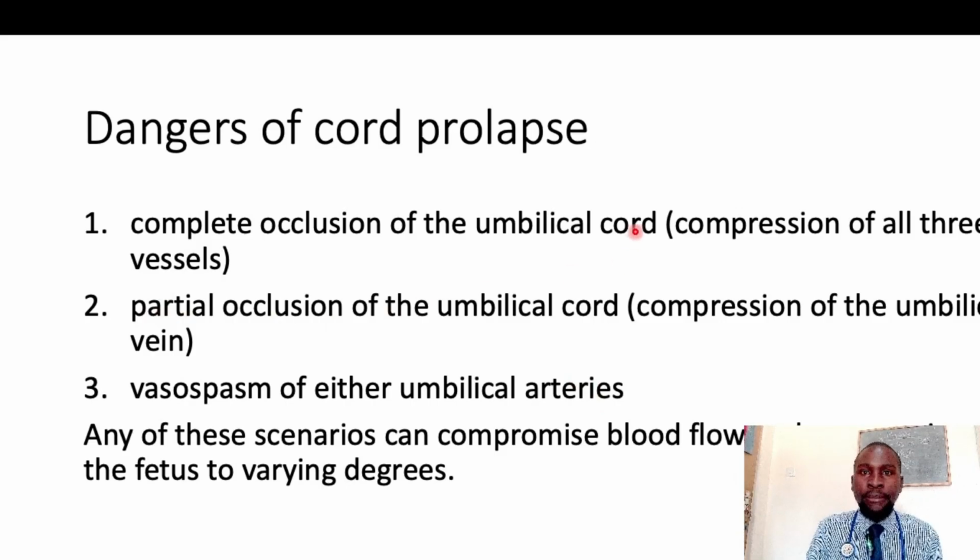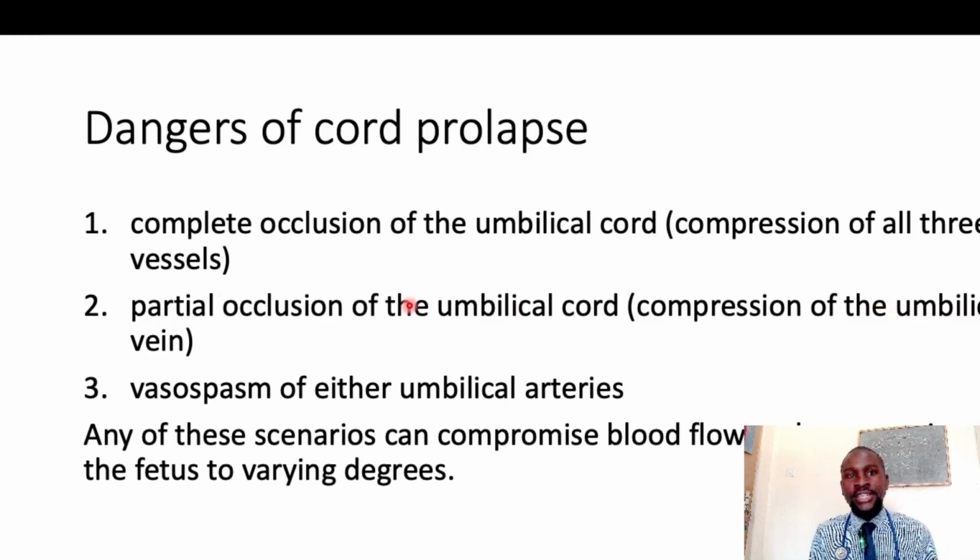Now, what are we talking about? You can have complete occlusion. You say there's complete occlusion when there's compression of all three vessels, the two arteries and the one vein that you find in the umbilical cord. When all of them are compressed, then a complete occlusion has occurred. But when there's compression of only the umbilical vein, then you have a partial occlusion.